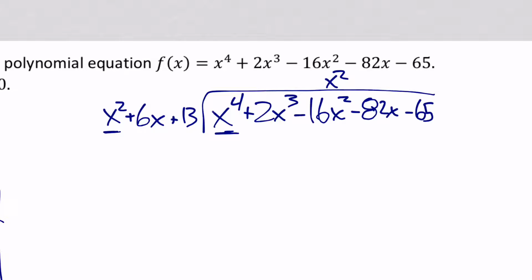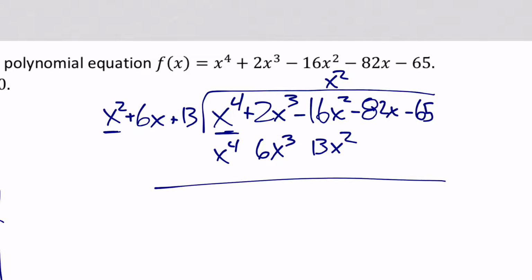x squared times x squared is x to the fourth. x squared times 6x is 6x cubed, positive. x squared times 13 is 13x squared. But now we need to subtract everything. So minus x to the fourth minus 6x cubed minus 13x squared. x to the fourth minus x to the fourth is 0. That's good. We don't want to get anything there, otherwise we didn't multiply by the right thing. 2x cubed minus 6x cubed is minus 4x cubed. Minus 16x squared minus 13x squared is minus 29x squared.